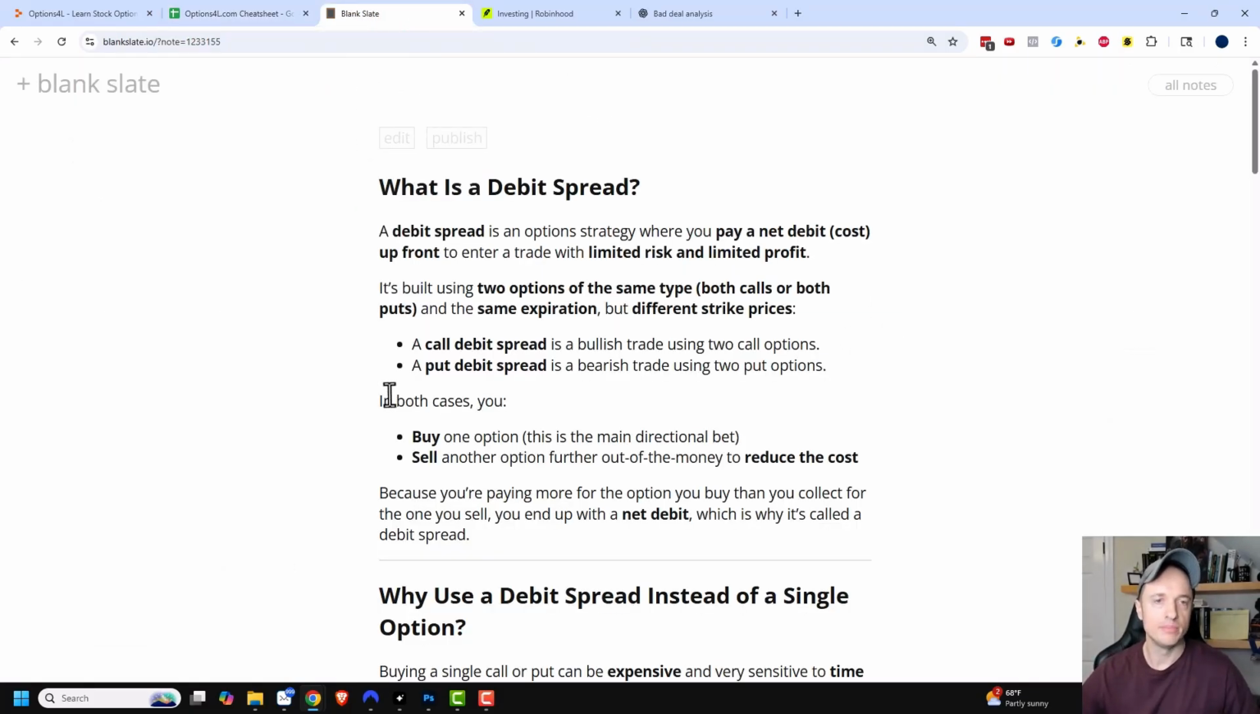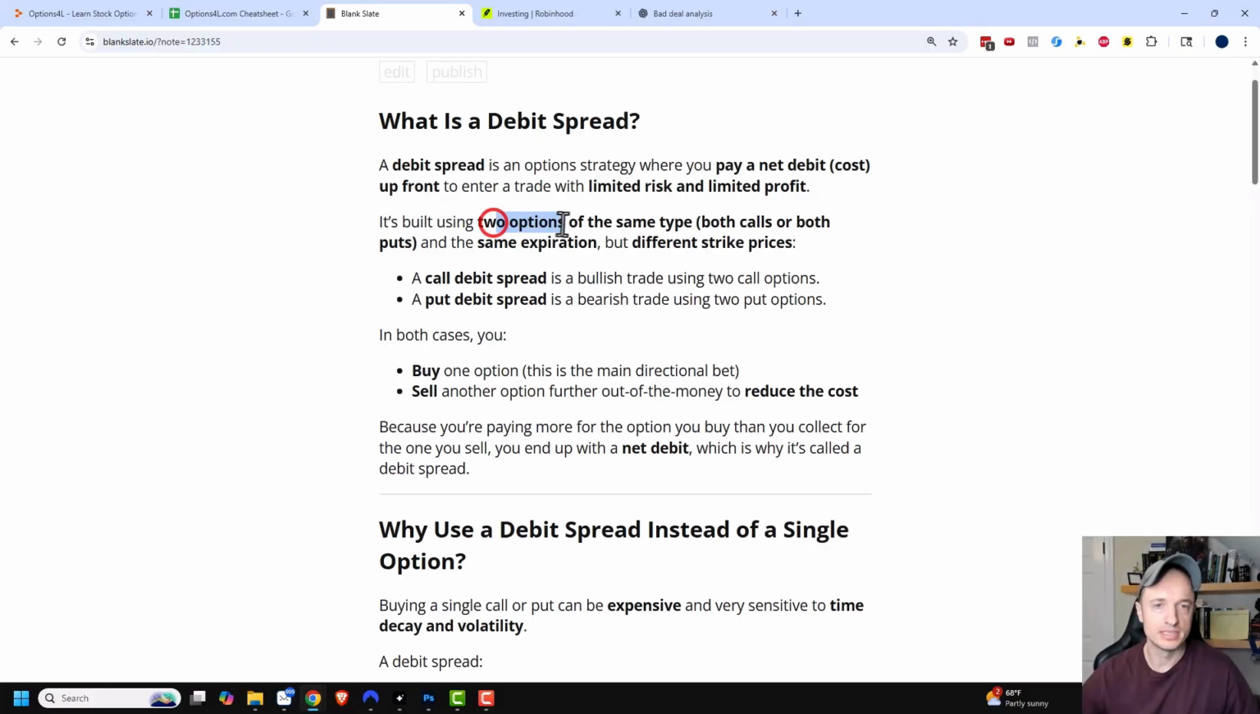So what is a debit spread? A debit spread is an option strategy where you pay a net debit, so a cost up front, to enter the trade with limited risk and limited profit. So you have to pay money up front to open this particular trade. It's built using two options of the same type, so you do both calls or both puts, depending if you're doing a bull call debit spread or a bear put debit spread, and it has the same expiration but different strike prices. A call debit spread is a bullish trade using two call options. A put debit spread is a bearish trade using two put options.